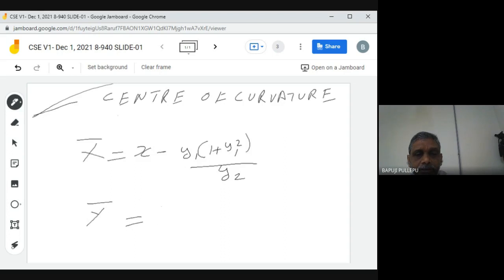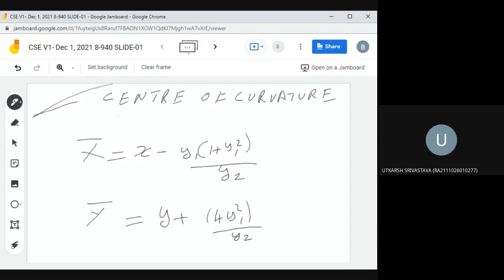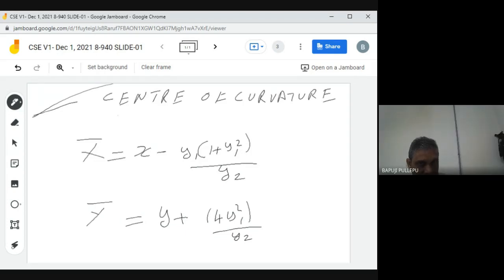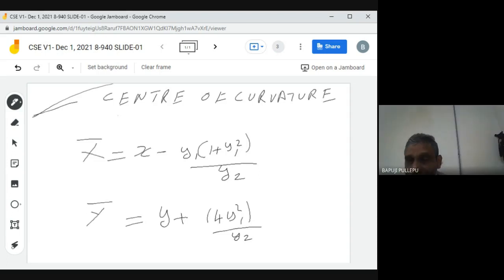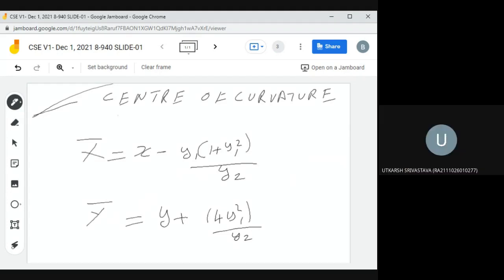Similarly, y bar is equal to y plus (1 plus y1 square) divided by y2. Just copy it out. So y bar is y plus (1 plus y1 square) upon y2 in the second equation. Not 1 plus, y plus, sorry. So y plus (1 plus y1 square) by y2.